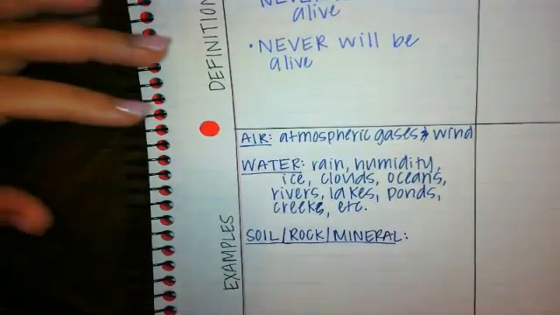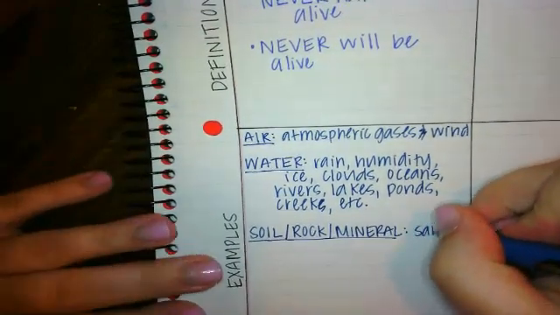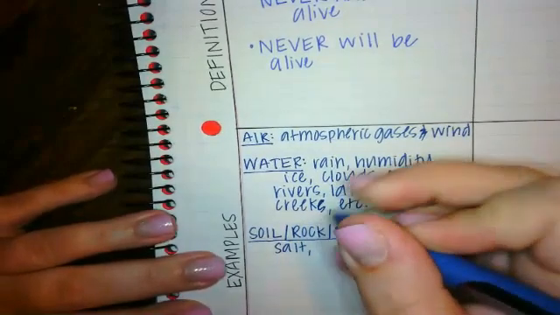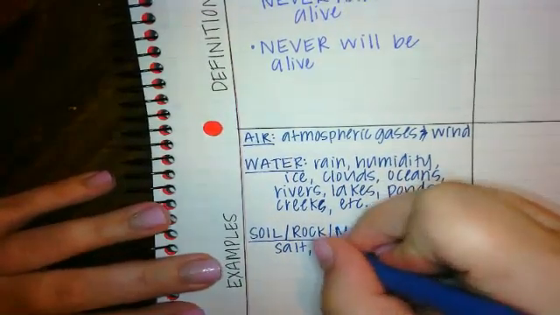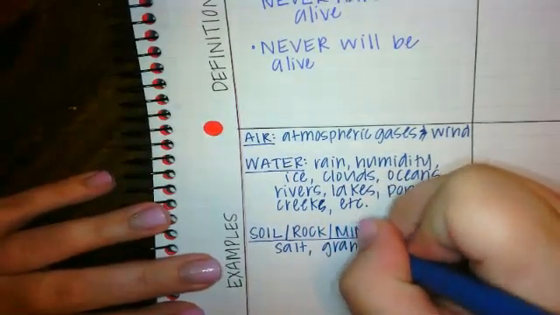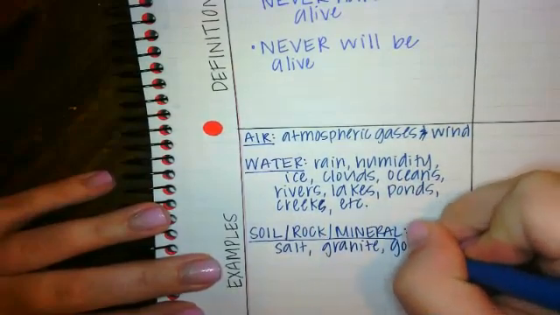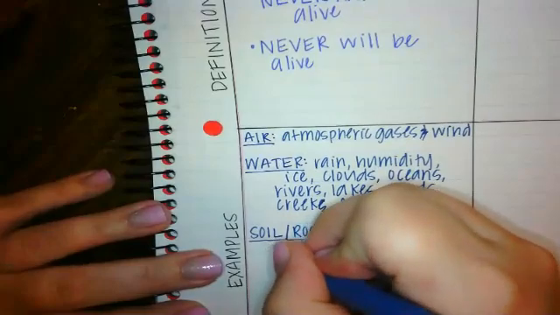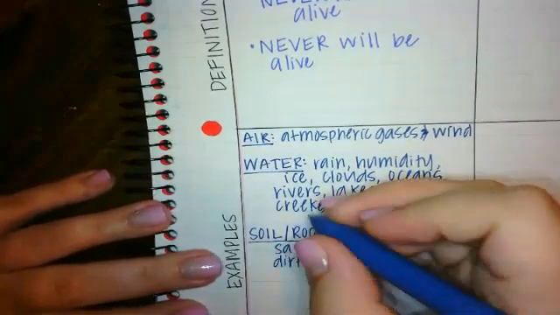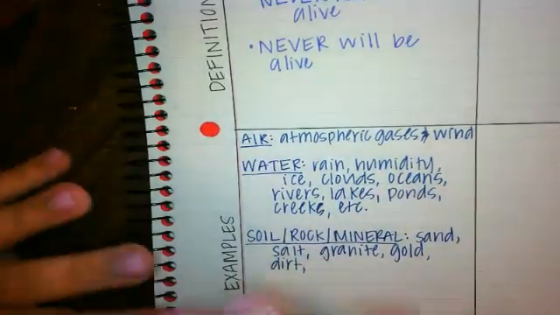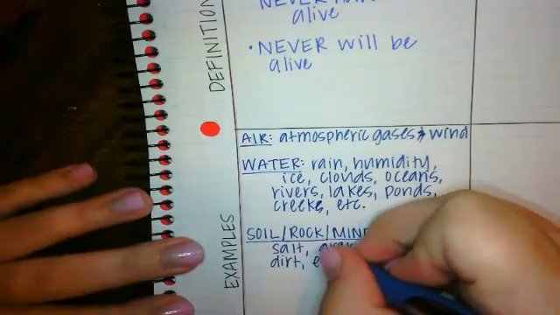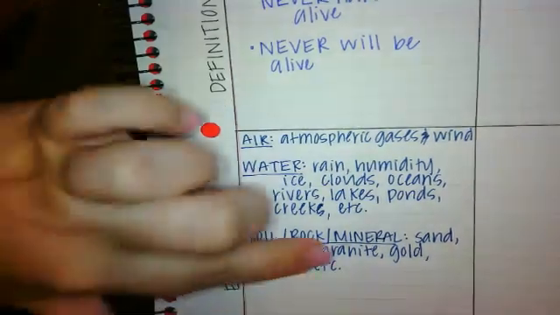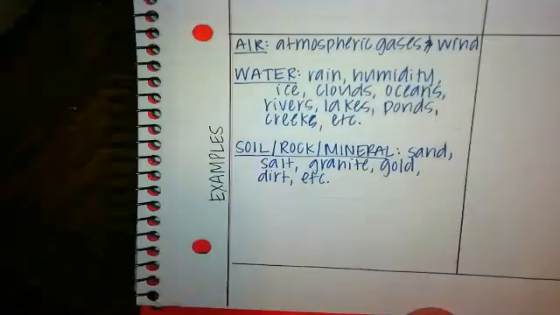Okay, and this is going to include sand, salt, granite, which is a type of rock, things like gold, dirt, and anything else that would fall into that non-living soil, rock, mineral. So these are just some examples of that category.